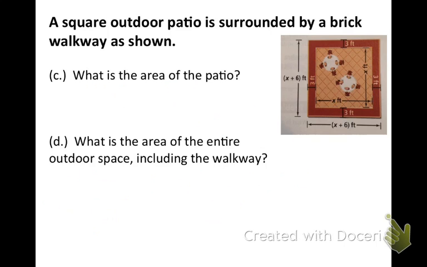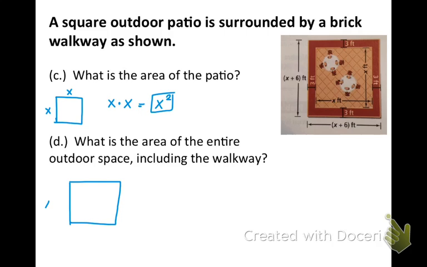So here's another set of questions. Now we're going to talk about area. What's the area of the patio? That was the one that I just did by accident. So the inside patio is x by x. And so to find area, we multiply. X times x is x squared. That's our area.